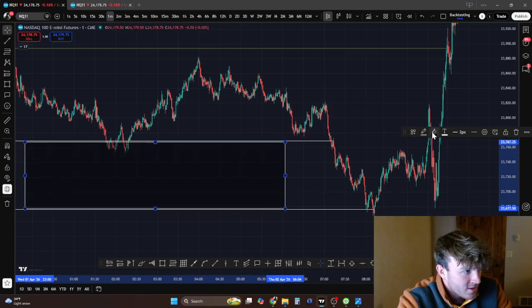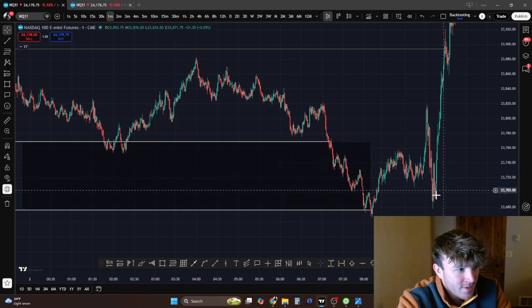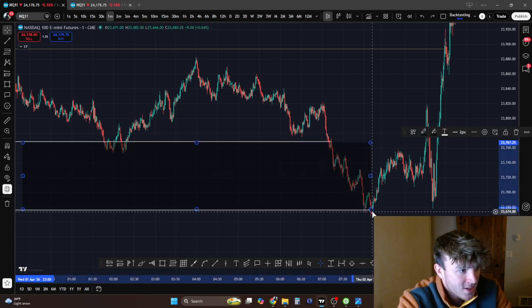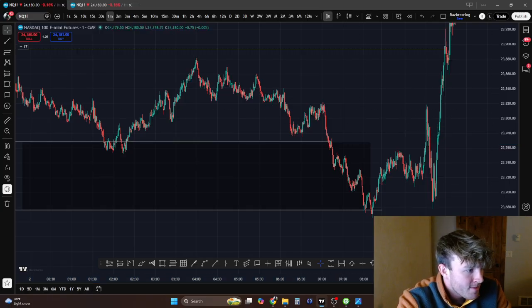Not to mention that we have an overnight gap. We have an RTH gap that was to the upside. Check this out, right? We had an RTH gap. Let me make this look all nice here first. We had an RTH gap to the upside.